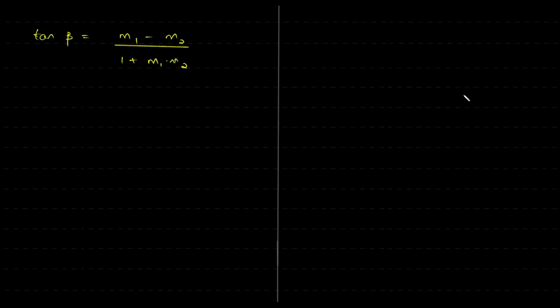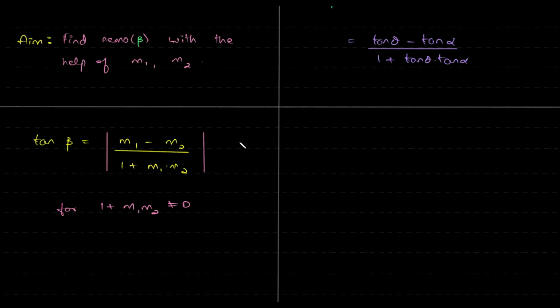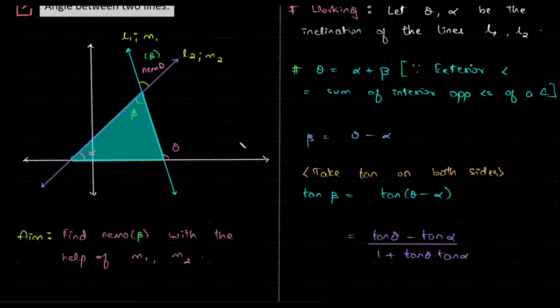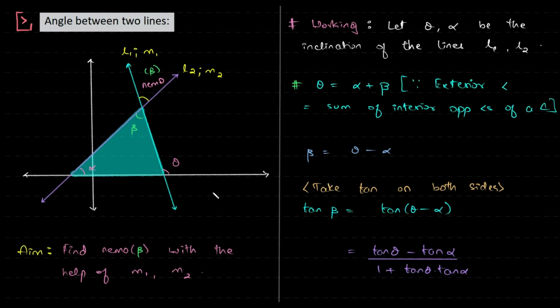And finally, I'll write the final expression. This is how they generally express it. The modulus of this entire expression is your beta. This is for 1 plus m1 m2 not being equal to 0. This holds good for that. Why the modulus? You'll understand in time. So pause, and do copy this. We're going to use this as well.